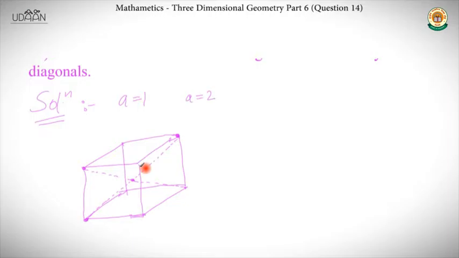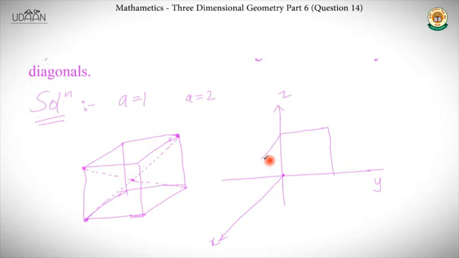An easier approach would be placing the cube with one of the vertices as the origin of the 3D coordinate system. This is x, this is y, and this is z. So let's place a cube here. This is a cube. Let's say the edge length is a, which is an arbitrary value.